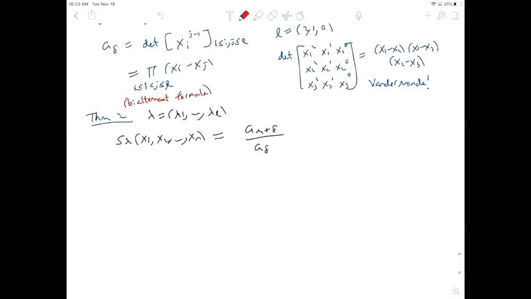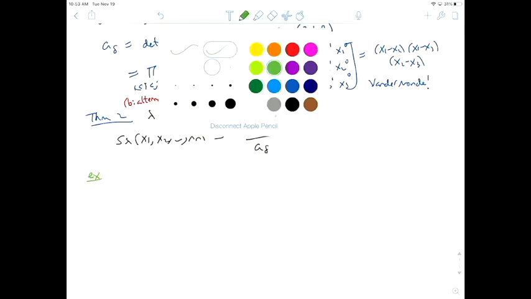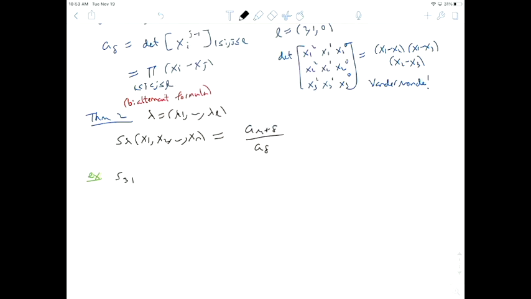So what was our running example? Our running example was s_{3,1}, and l equals 2. You're going to help me with this. Oh, of course, this is confusing. This is lambda here. It's lambda plus delta over a_delta. I guess n has to be less than or equal to the length of lambda.